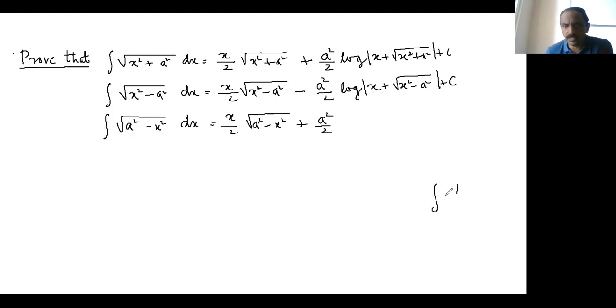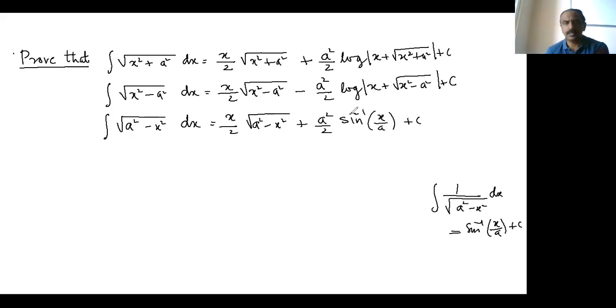But what is the integral of 1 upon root of a square minus x square? It is not log, it is sine inverse x by a. So naturally, here your answer will be sine inverse x by a. This formula is very useful. It is most of the time used in application of integration, which we call area under the curve.